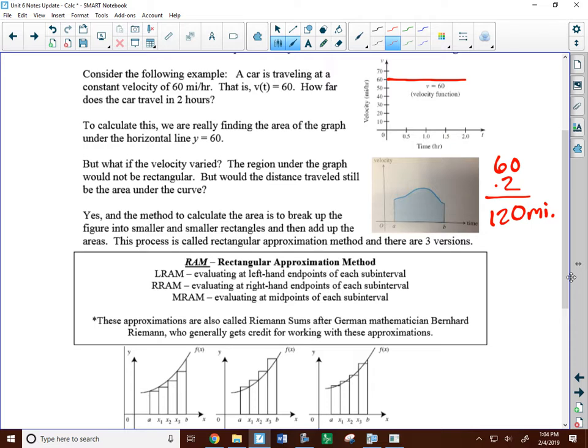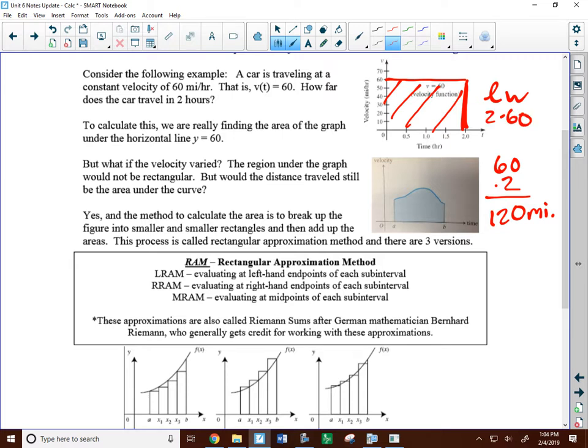But what if we looked at this graphically? So I look at it graphically. What happens is, there's the graph, 2 hours, 60 miles per hour the whole time. It makes a rectangle. So what I can actually do is just find the area of this rectangle, which would be 2 times 60. And again, we would get 120.